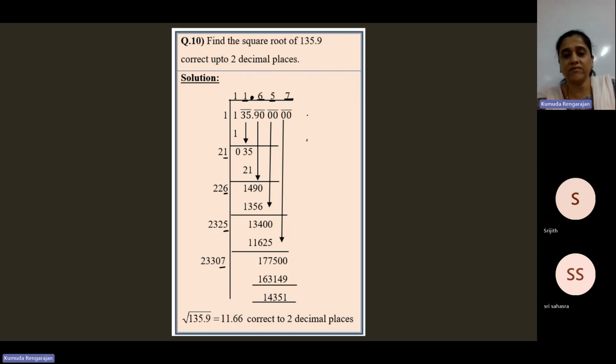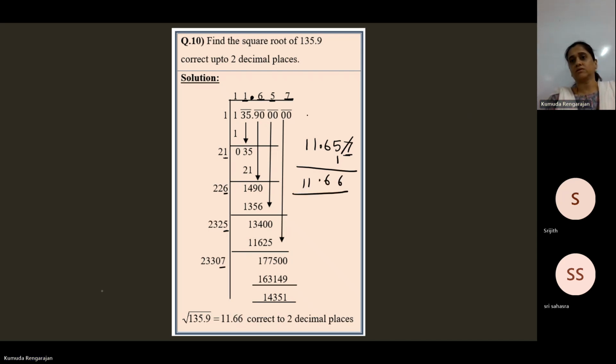So now see here, it's 11 point, listen to this, 657, right? Now the last digit is more than 5. So take it away and increase the earlier digit by 1. So it will be 11.66. This is how you round off.